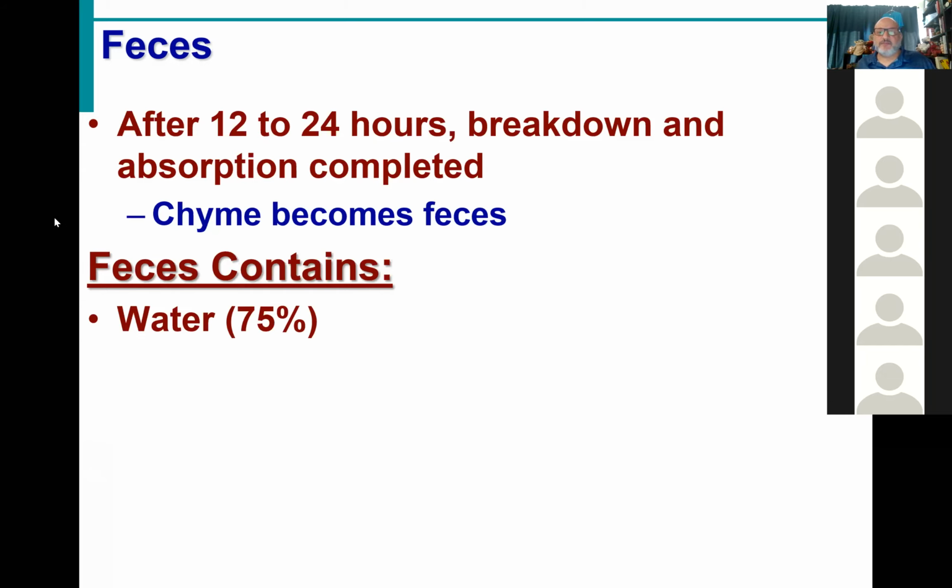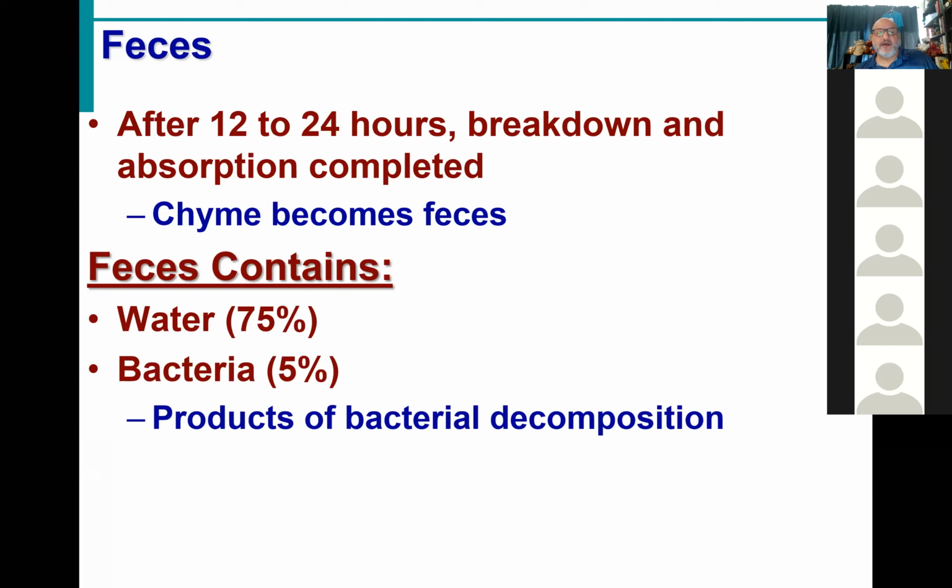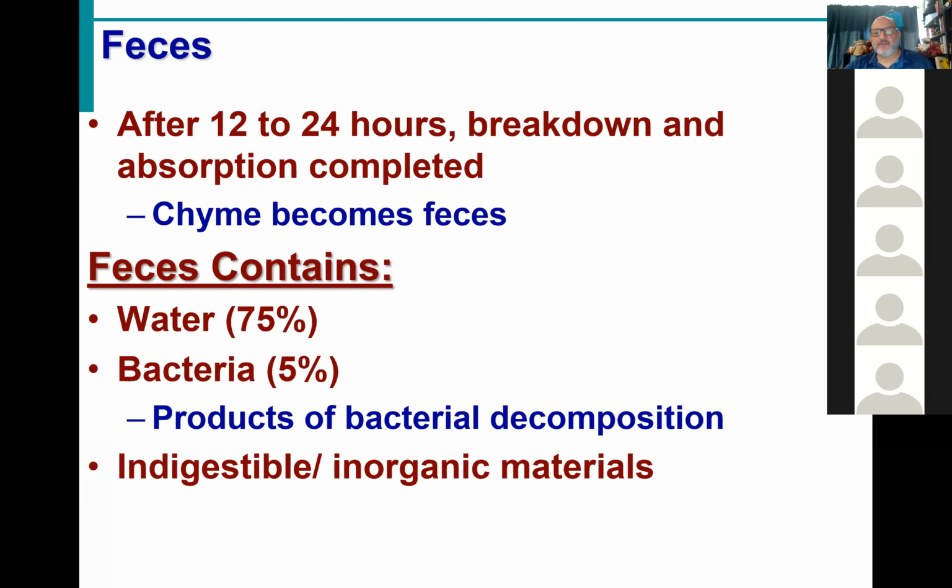Feces is mostly water and about 5% bacteria, or the components of that bacterial decomposition. It's then primarily made up of all the indigestible and inorganic materials that you have ingested. Of course, one of the classic examples that everybody loves is corn, right? When you eat corn on the cob, don't you see those kernels in your feces afterwards?